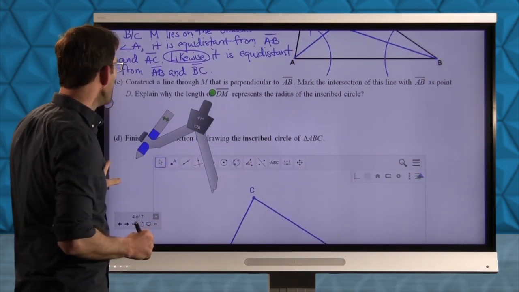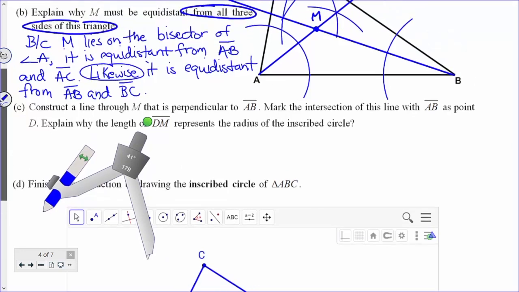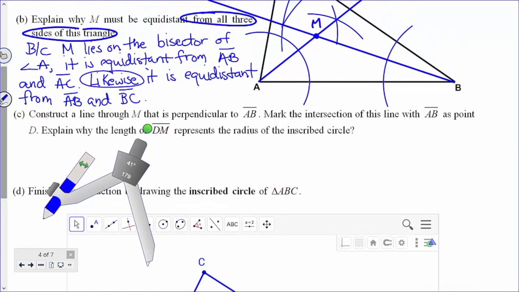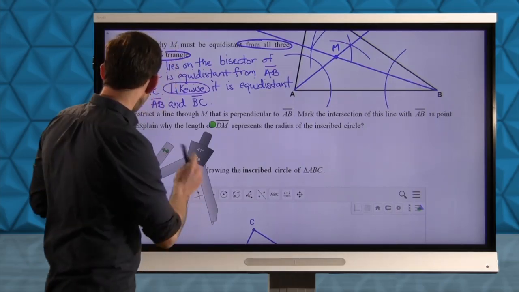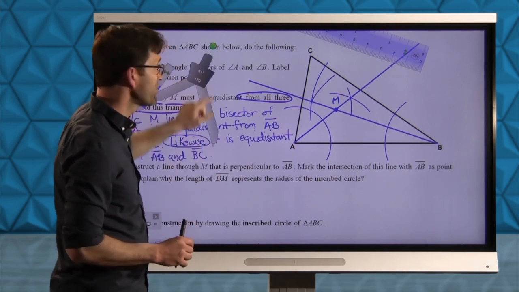Letter C. Construct a line through M. Let me bring this back up. Construct a line through M that is perpendicular to AB. Mark the intersection of this line with AB as point D. Explain why the length of DM represents the radius of the inscribed circle. All right, well, we'll worry about that explanation in a bit. Let's talk about the further construction we have to do.